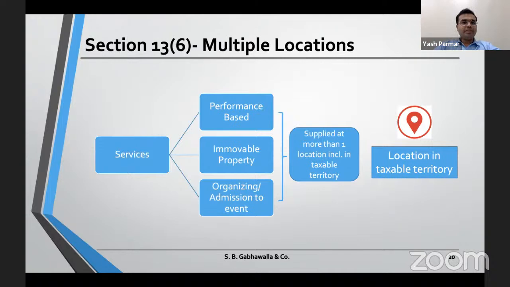So what this section says is that, say for example, in a performance-based service there are 2-3 legs, of which one leg is performed in India and one leg is performed outside India. Because one leg of the service is performed in India, the entire transaction will be treated as performed in India and tax will be payable in India, because the place of supply is defined as the location of the taxable territory.